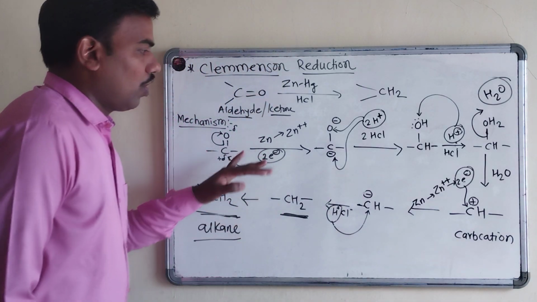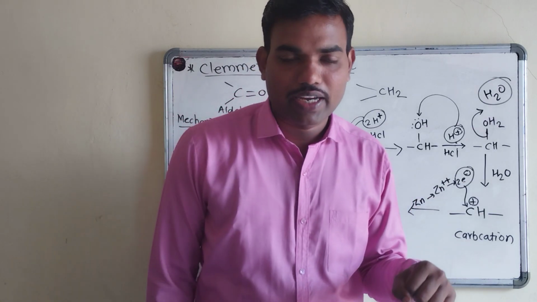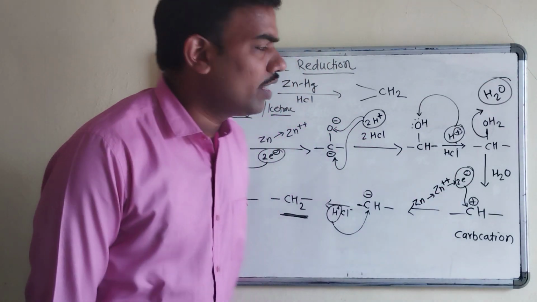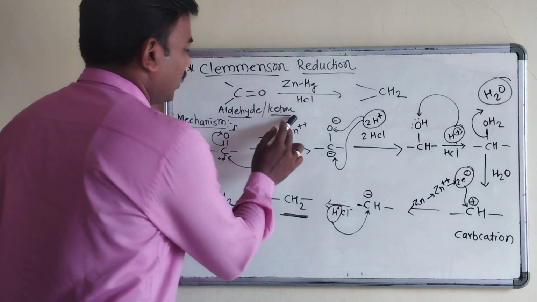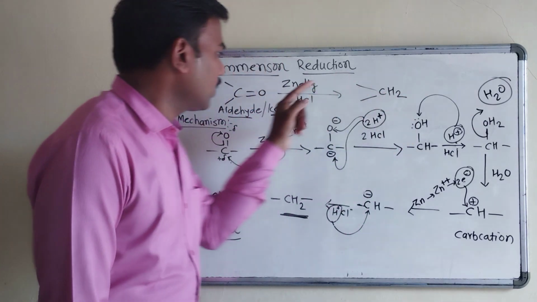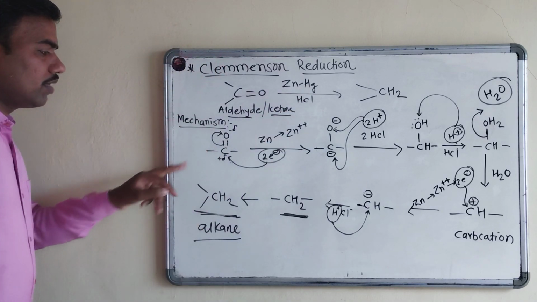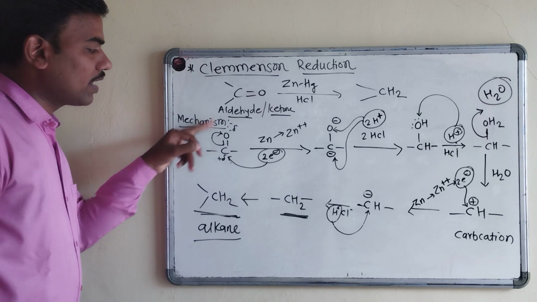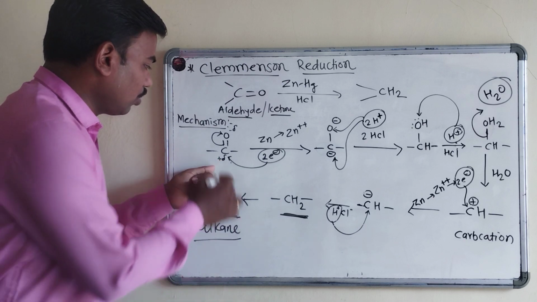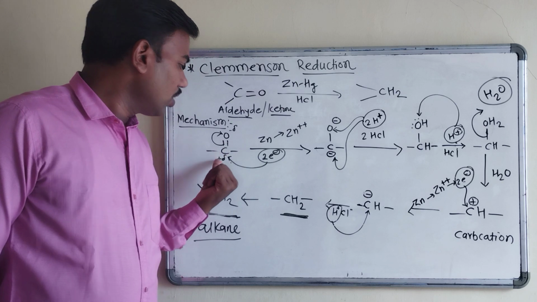So all of you understand this reaction and its mechanism. Just to revise within 2 minutes what the Clemmensen reduction is: an aldehyde or ketone is reduced into an alkane in presence of zinc amalgam and HCl. So what is the mechanism? Due to higher electronegativity, oxygen attracts electrons towards itself. Due to that, partial positive and partial negative charges are observed.